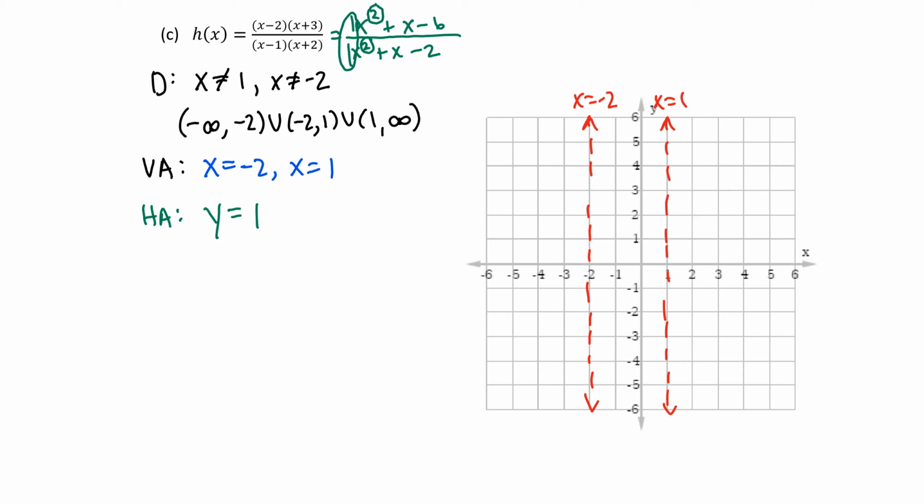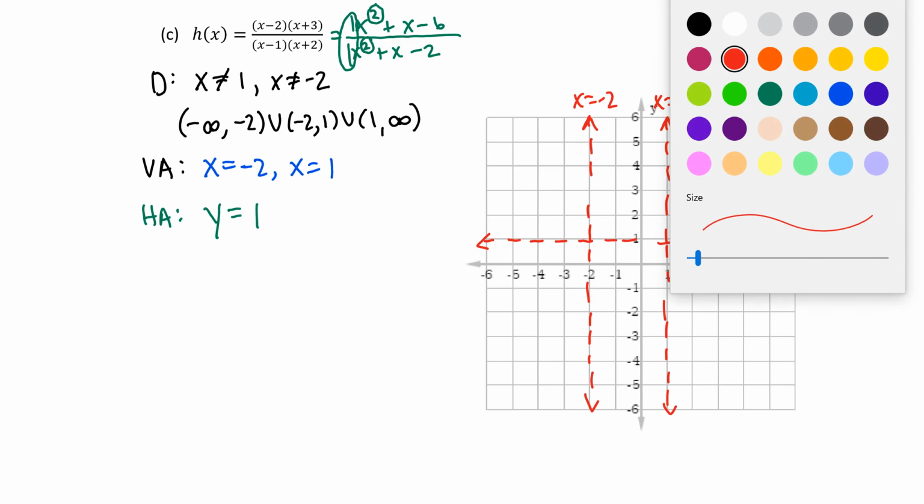1 divided by 1 is 1. So our equation then is y equals 1. And we can sketch that into our graph as a dashed boundary line with label y equals 1.